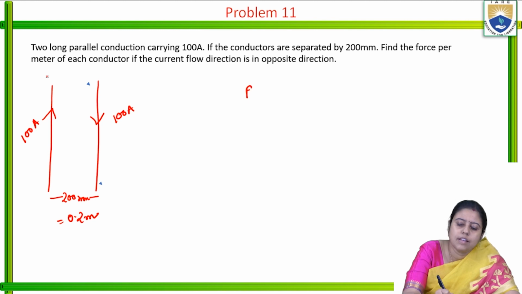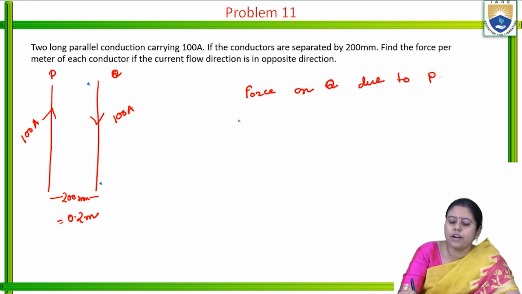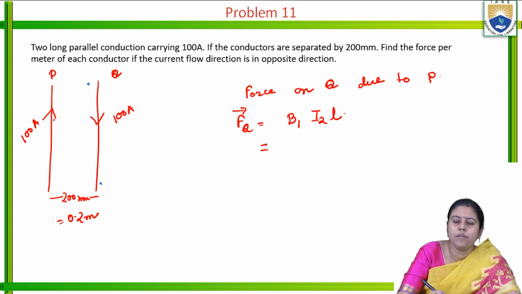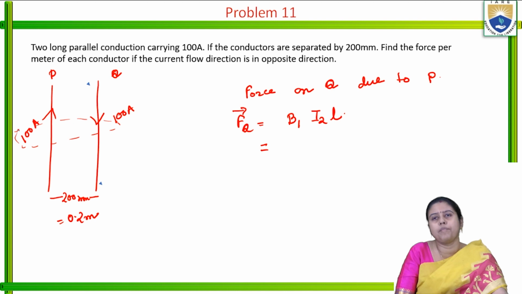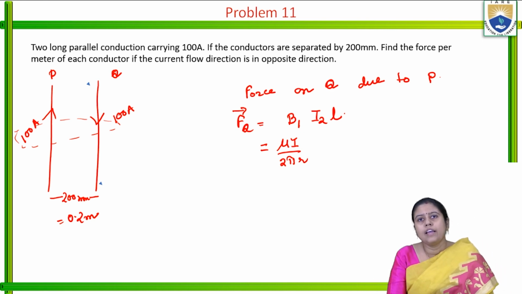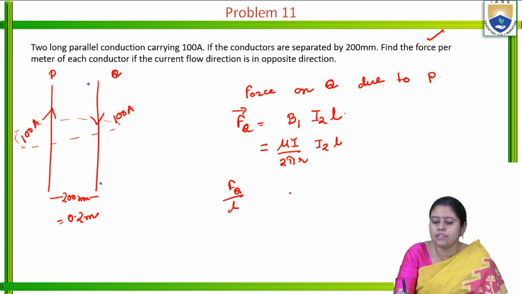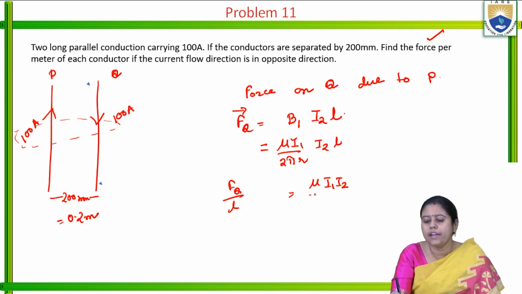How can we calculate it? Say this is P and this is Q. So the force on Q due to P will be B1 I2 into L. What is B1? B1 is the flux density due to I1, and this is a circular path. The flux is always going in a circular path, and we get it from the Ampere circuital law, which gives mu I by 2 pi r. So the flux density will be mu I1 by 2 pi r, times I2 into L. So what is the force per meter? We have to calculate force per meter. Force per meter is mu I1 I2 by 2 pi r.